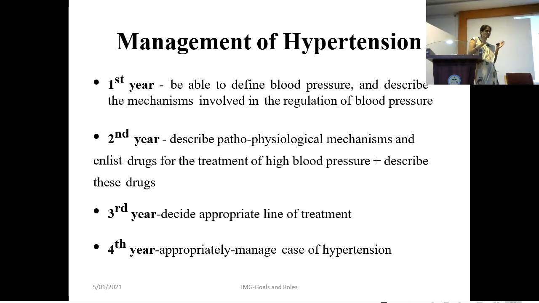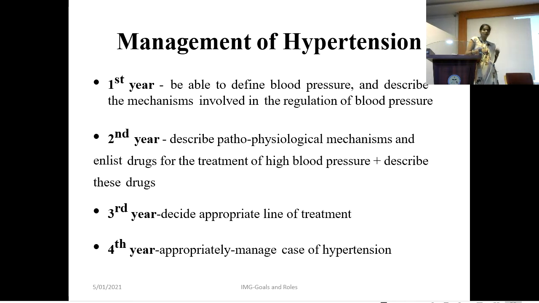First year, just know the definition, where it varies and how it is regulated. Second year, what are the abnormalities, what are the drugs available to treat that disease. Your disease is hypertension. Clear? Like that. And what's wrong? Like that. So, that is what you are going to learn here.